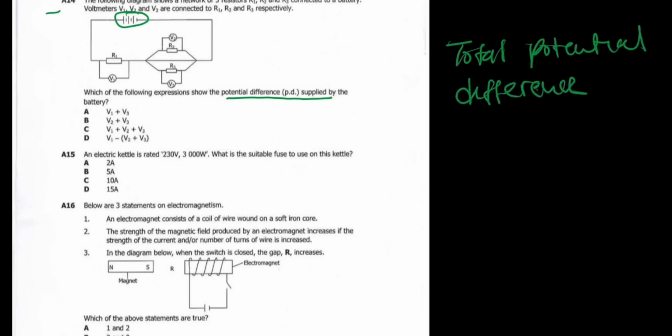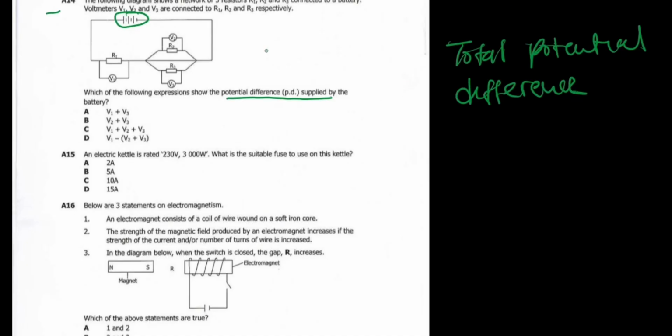Now, the total potential difference, which is supplied by the battery, is the sum of the potential differences across the components in series. So if you want to find the total potential difference, which is the case here, it is the sum of all the potential differences across the components in series.